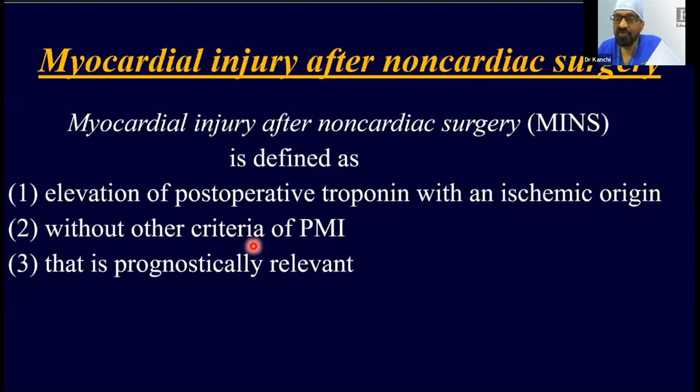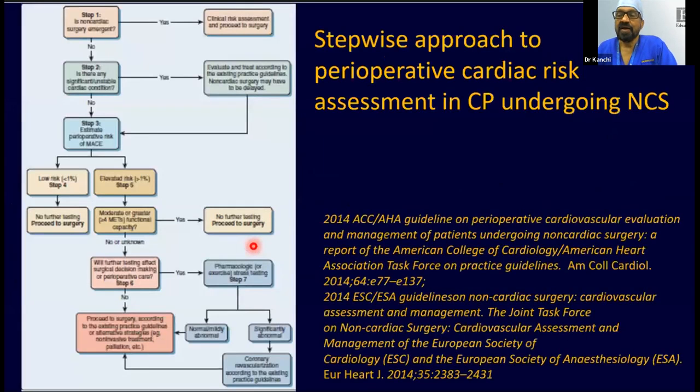Now coming to how you approach these patients who have cardiac disease undergoing non-cardiac surgery. This is described in this 7-step approach to the perioperative cardiac risk assessment in patients undergoing non-cardiac surgery. This has been published in the American College of Cardiology and AHA guidelines in 2014, and this probably is one of the best approaches which we can count upon. And I have expanded this into 2 different slides just for clarity.